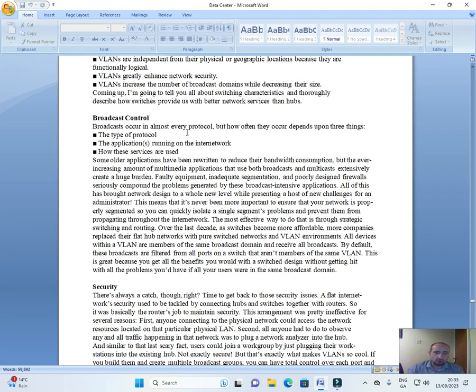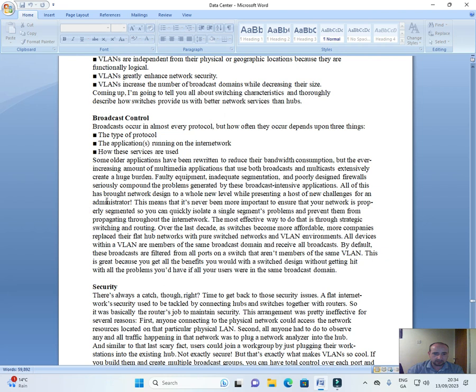Broadcast control. Broadcasts occur in almost every protocol, but how often they occur depends upon three things: the type of protocol, the applications running on the internetwork, and how these services are used. Some older applications have been rewritten to reduce their bandwidth consumption, but the ever-increasing amount of multimedia applications that use both broadcasts and multicast extensively create a huge burden. Faulty equipment, inadequate segmentation, and poorly designed firewalls seriously compound the problems generated by these broadcast-intensive applications.